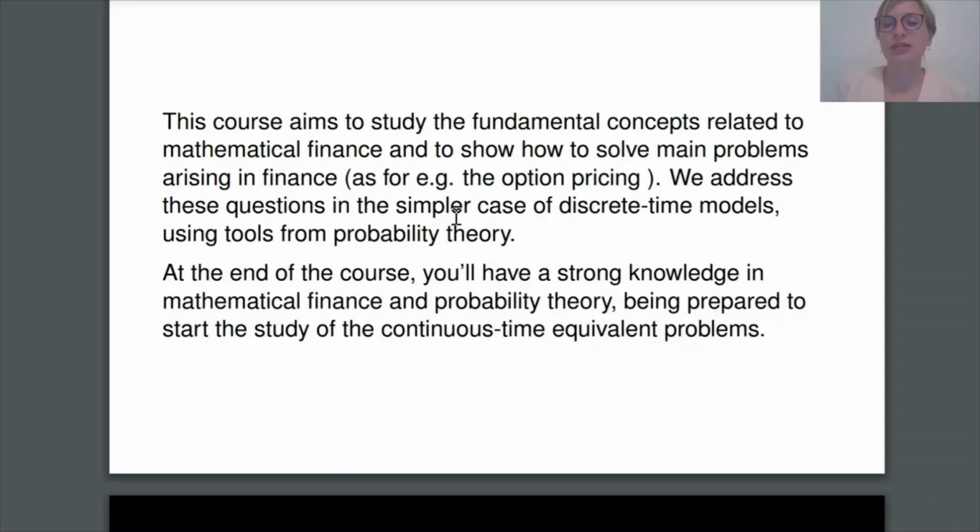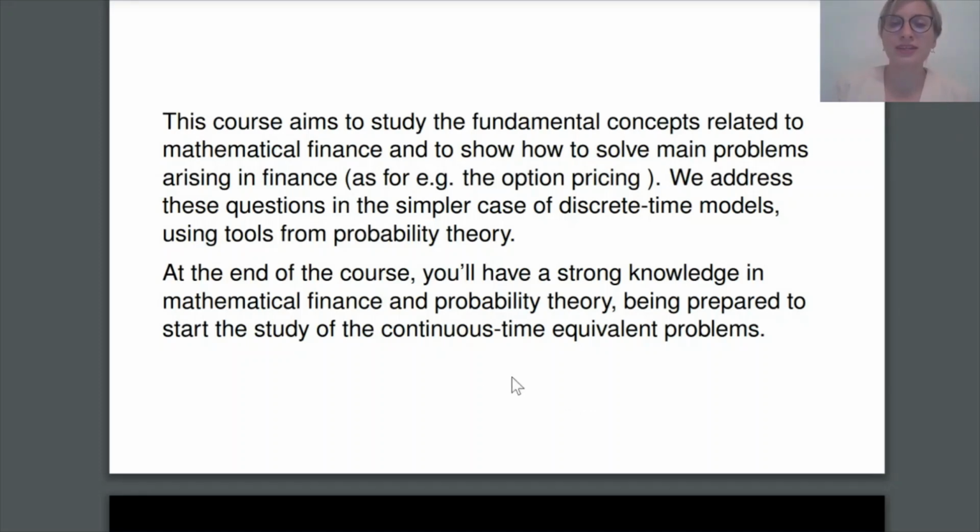So what are you expected to know at the end of the course? At the end of the course, you will have a strong knowledge in mathematical finance and in probability theory as well, being prepared to start the study of the continuous time equivalent problems. So first of all, at this stage, there are two things that I would like to tell. The first one is that normally you are expected to have some knowledge in probability theory, but even if you don't have it, you shouldn't worry, because in the second chapter, I will do the probability theory that you need in order to solve the financial problems. I will do it from scratch.